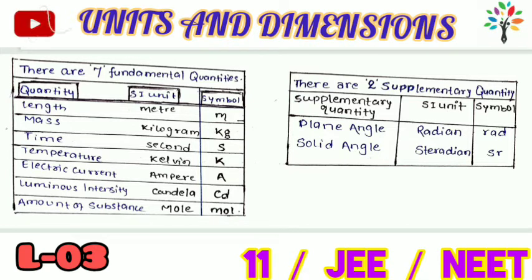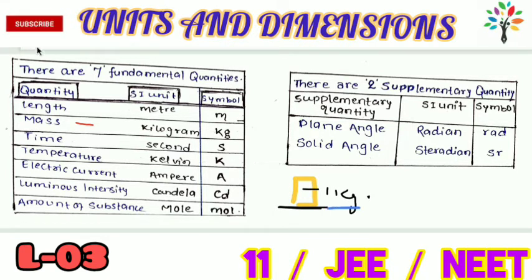The next one is mass. Suppose there is a block whose mass is to be measured. When we put this block on a weighing balance, its mass is, suppose, 1 kg. Kg represents mass.